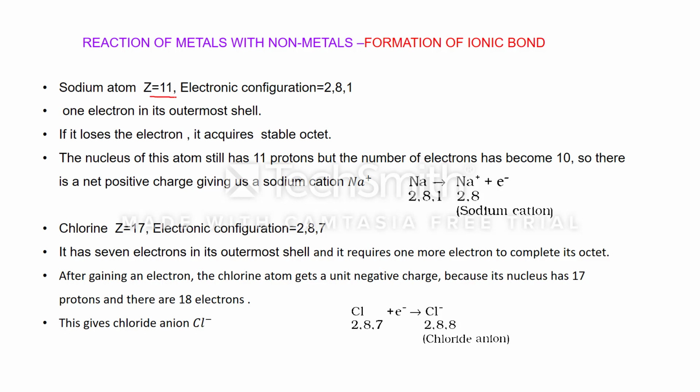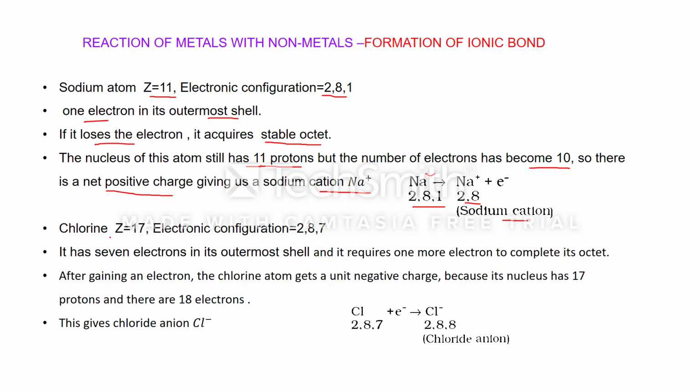Sodium atom, its atomic number is 11. Electronic configuration can be written as 2, 8, 1. One electron in its outermost shell. It loses this electron and acquires a stable octet configuration. The nucleus of this atom still has 11 protons because there is no loss of proton. But the number of electrons has become 10. So there is a net positive charge giving us a sodium cation Na+. When it loses this outermost electron, the configuration becomes 2, 8 and this is called sodium cation.